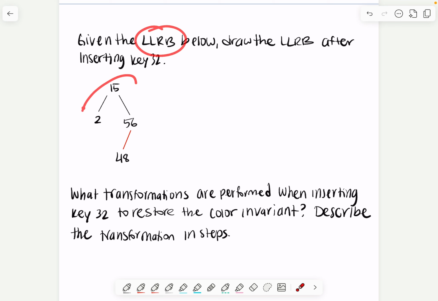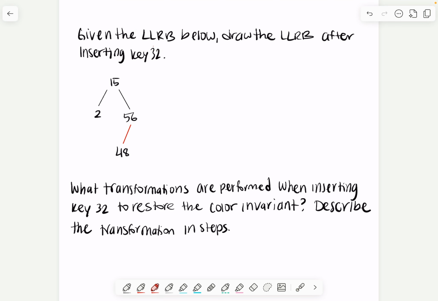Given the left-leaning red-black tree below, draw the tree after inserting key 32. When you're inserting into a red-black tree, you always insert as a red link. What am I inserting? 32. So 32 is greater than 15. It's less than 56. It's less than 48, so we're going to write it right there.